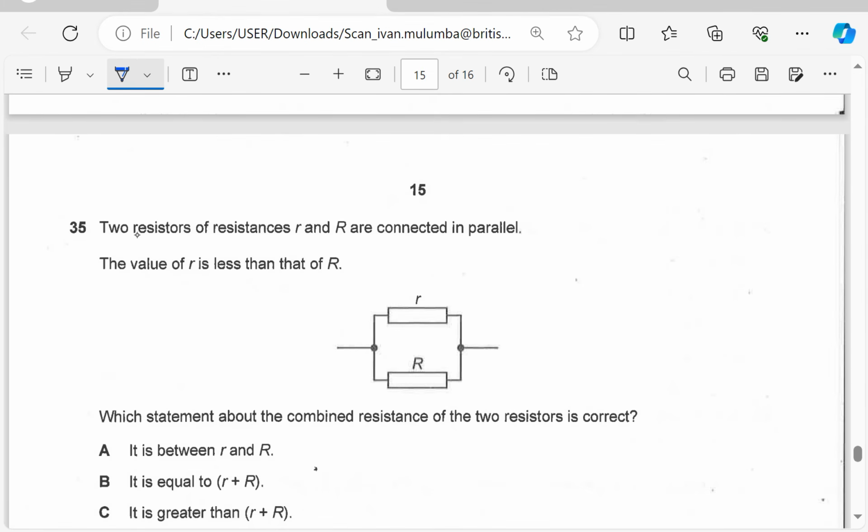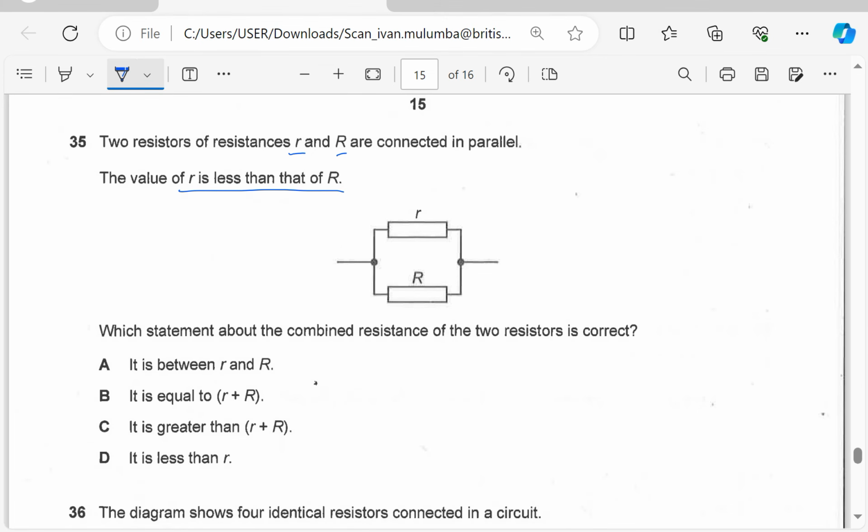Two resistors or resistances r and R are connected in parallel. The value of r is less than that of capital R. Which statement about the combined resistance of the two resistors is correct? So of course, the combined resistance of the two resistors, because they're in parallel, is going to be r times capital R over r plus R. Product over sum, that's total resistance for these ones. So it is equal to r plus R. This is wrong.